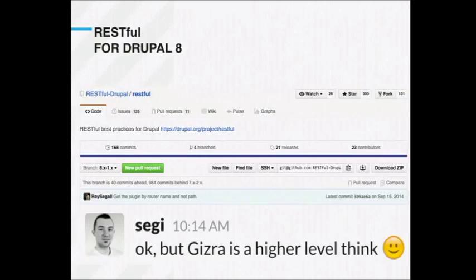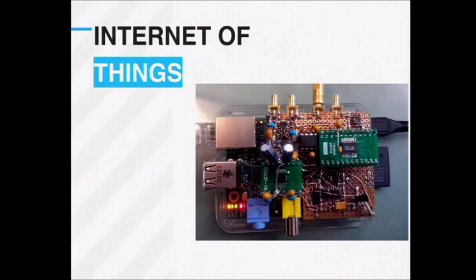Okay, now let's get to the Internet of Things. So what is the Internet of Things? The Internet of Things is basically a network of physical objects which have sensors, software, and a network connection, and they can collect and exchange data. Maybe it's something like this for some of you.